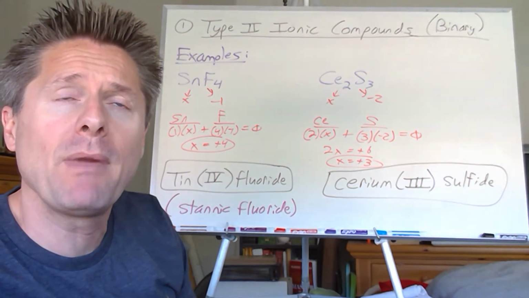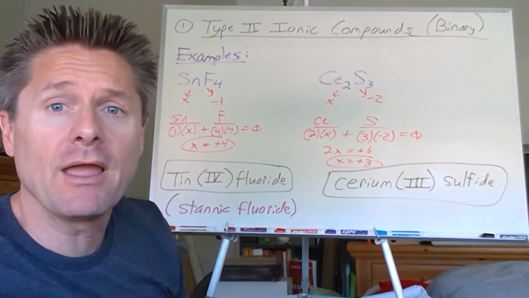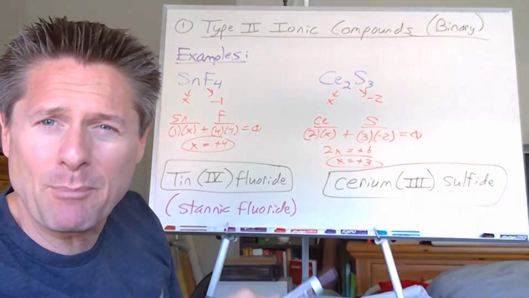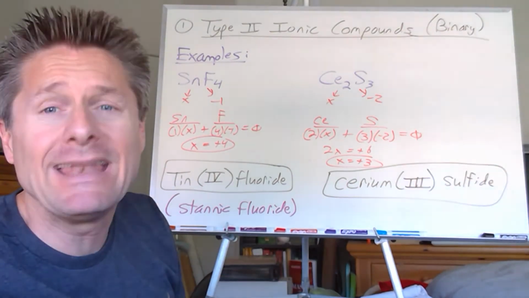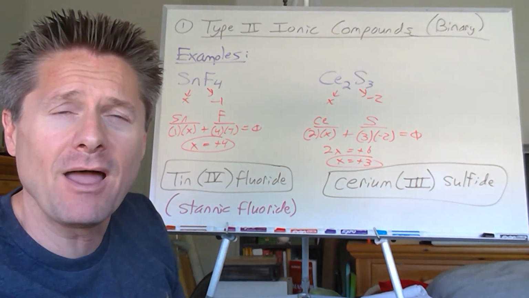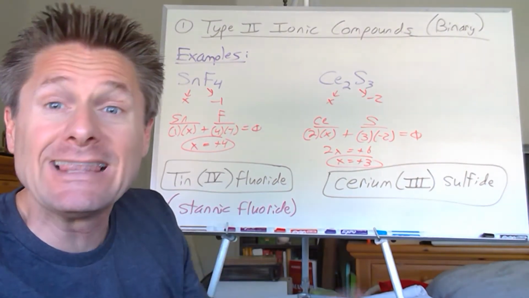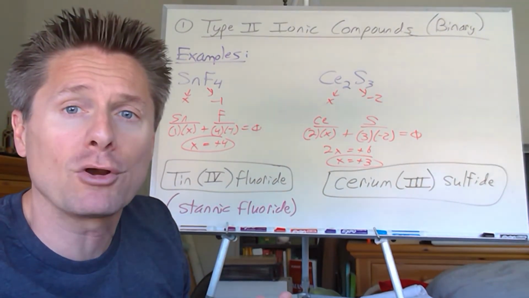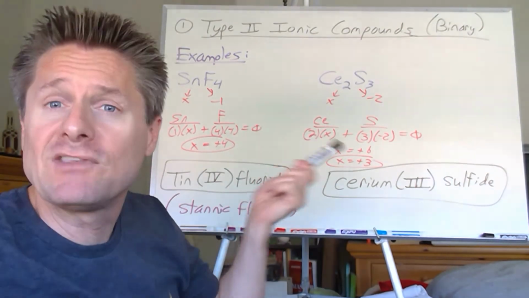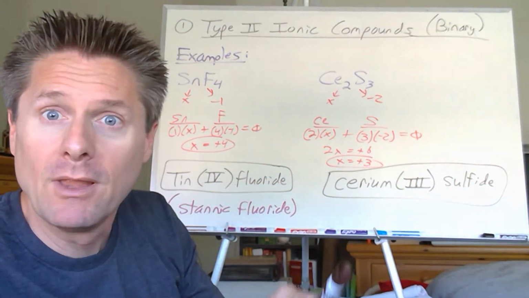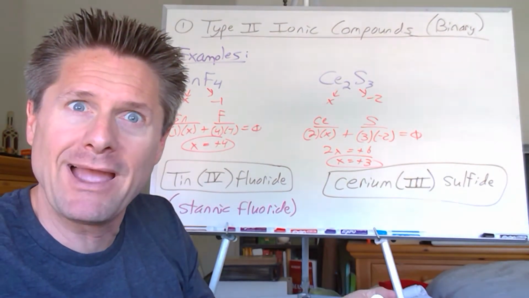So let's do ionic compounds that contain polyatomic ions, and we're going to find that we do it exactly the same way. It's not really a separate category. It's not a binary. If you have a polyatomic ion as your anion and a metal as your cation, you're going to have at least 3 different elements, so it's no longer binary. But we're going to use the same rules for type 1 and type 2 ionic compounds, because the polyatomic ion has nothing to do with the metal.